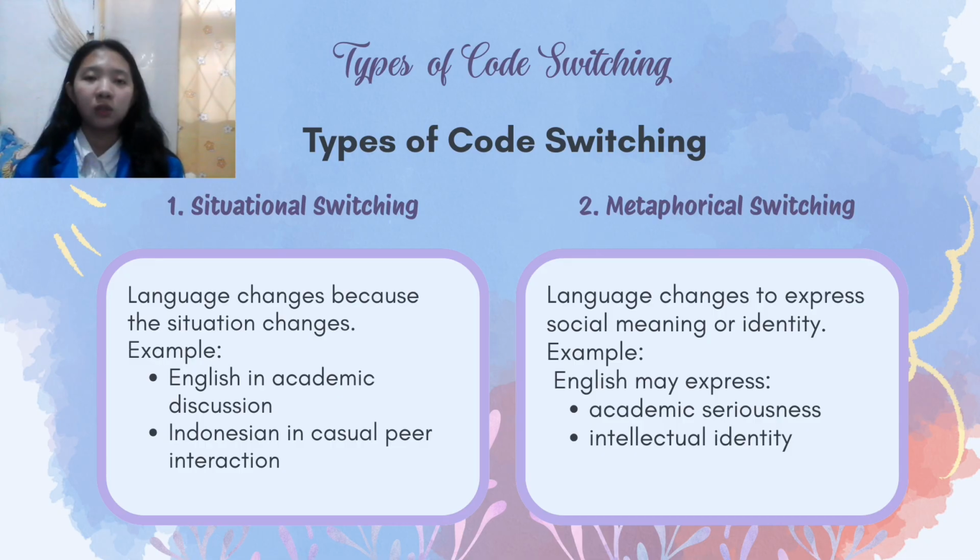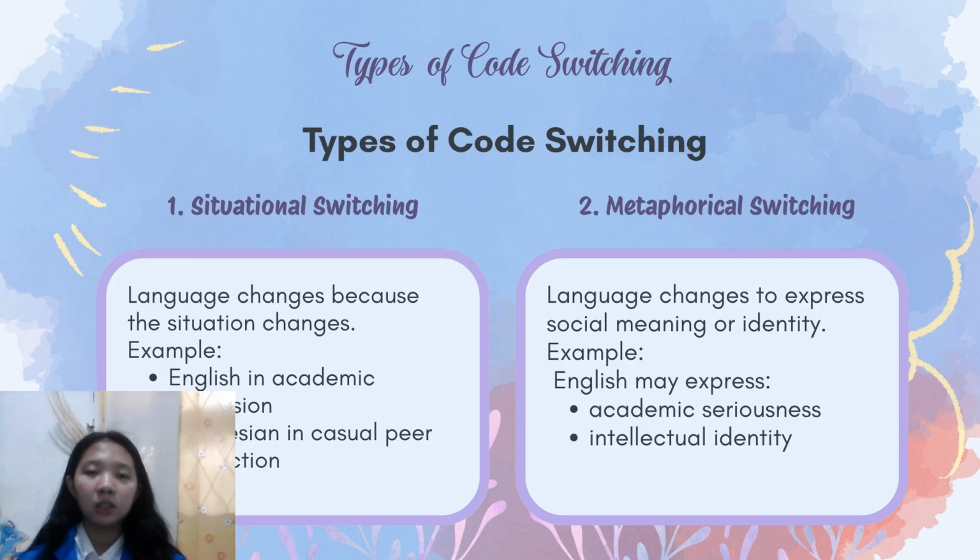Types of code switching. There are two types. The first one is situational switching: language changes because the situation changed. For example, 1. English in academic discussion, and 2. Indonesian in casual peer interaction. The second is metaphorical switching: language changes to express social meaning or identity. For example, English may express academic seriousness and intellectual identity.